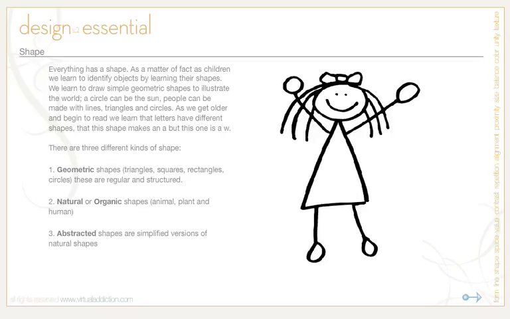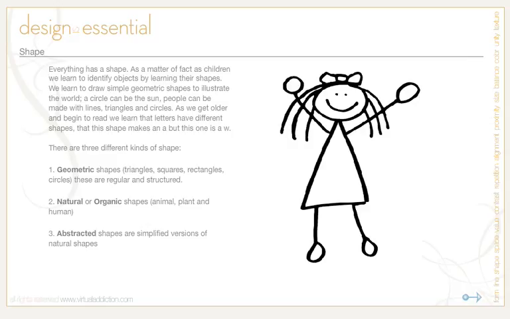The next element we're going to take a look at is shape. Everything has shape. As a matter of fact, as children, we learn to identify objects by learning their shapes. We learn to draw simple geometric shapes to illustrate the world. A circle can be used to illustrate the sun. People can be made with lines, triangles, circles, squares.